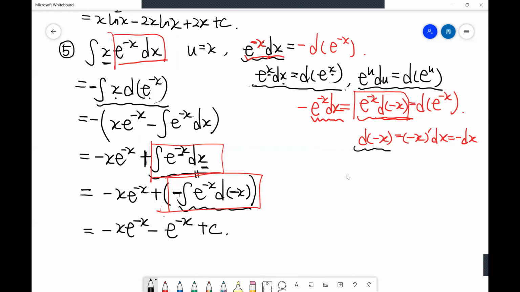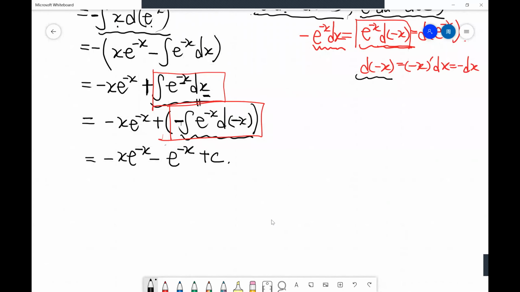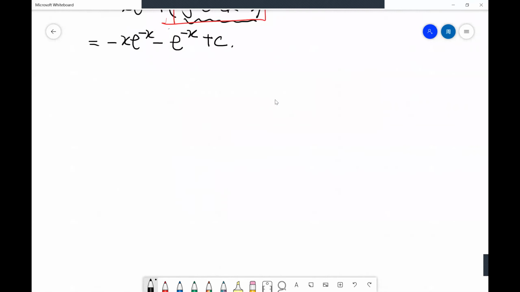Solutions for number 5. Any questions? No questions. Okay. So pay attention to the sign. Pay attention to the sign. Don't make little mistakes here. Okay. And we will practice the last question for integration by parts.